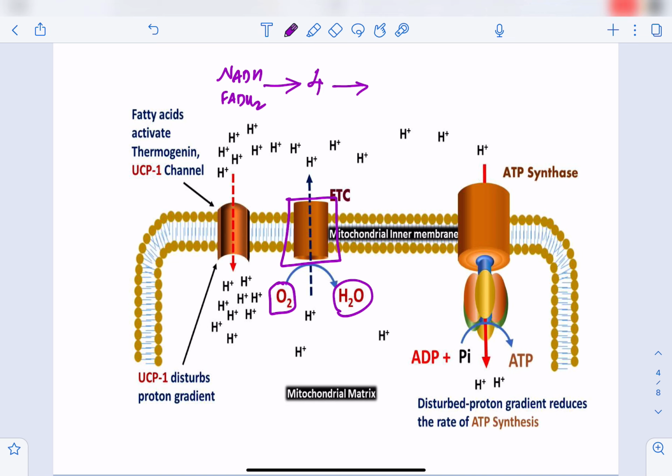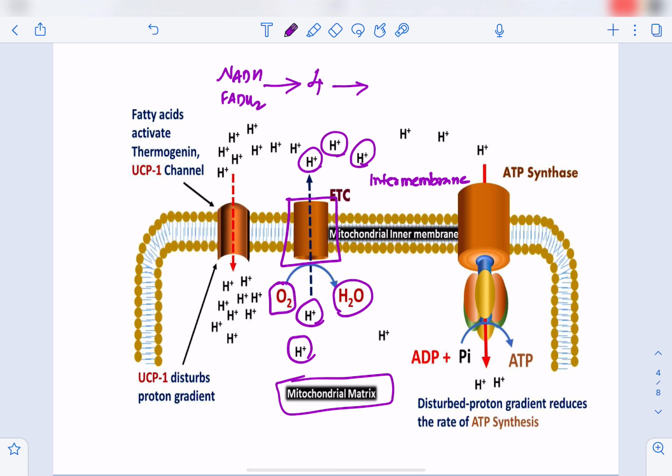This energy is used in pumping protons from the mitochondrial matrix into the intermembrane space, as and when the electrons move from one complex to the other inside the electron transport chain. Is it clear? Thus a proton gradient is established between the intermembrane space and the matrix. This is nothing but the electrochemical gradient.